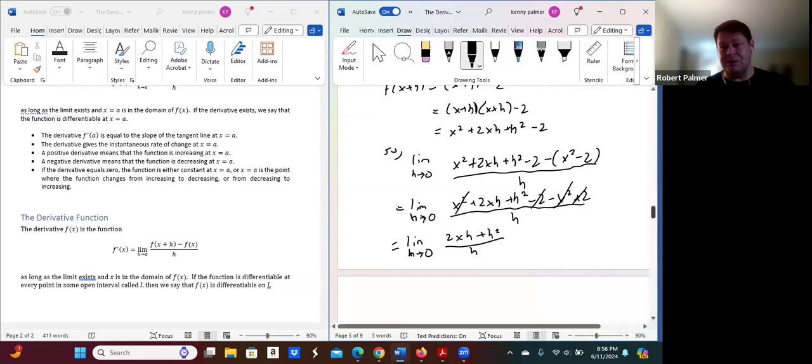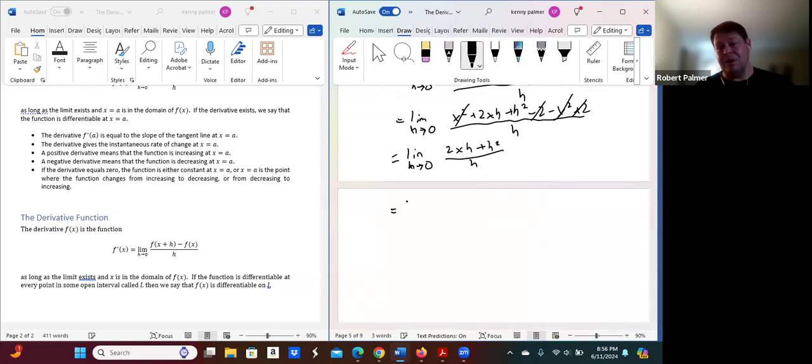And once again, the easy thing to do here is separate this into two fractions. So the limit as h goes to 0 of 2xh over h plus h squared over h. The parentheses indicate I'm taking the limit of the whole thing. So once again, this is the limit as h goes to 0 of, these cancel out, so we have just 2x, and here is just plus h. Then take the limit, replacing h with 0, and this is equal to 2x.